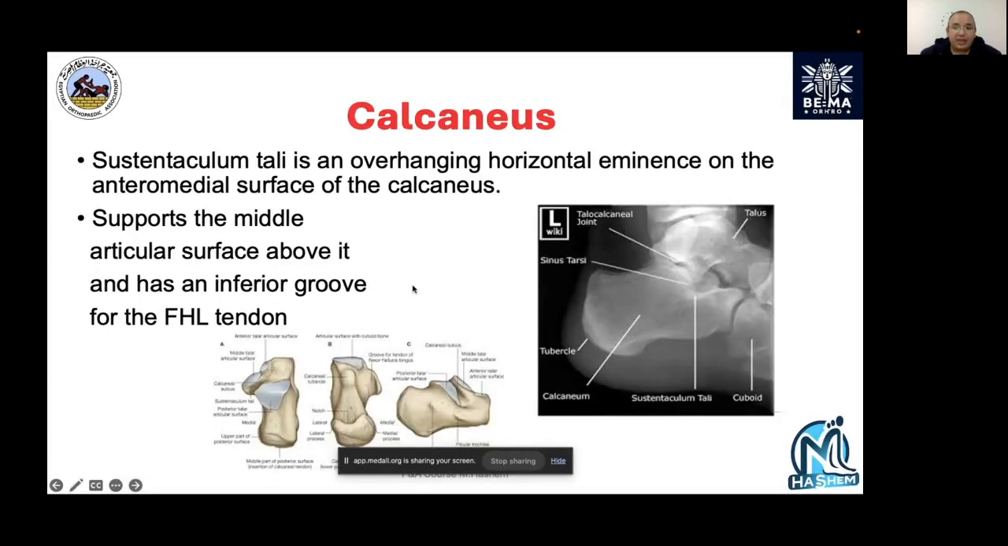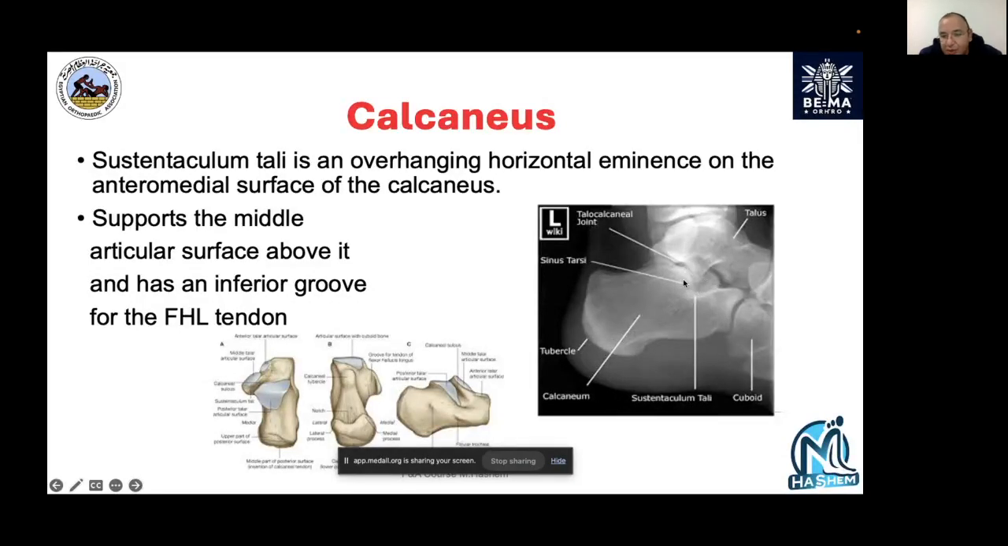Calcaneum, the most important areas of the calcaneum you need to understand, definitely the facets: posterior facet, middle facet, and anterior facet. It has an anterior process which has articulation with the cuboid and the navicular, and it has a very dense eminence on the undermedial surface, which is the sustentaculum tali.